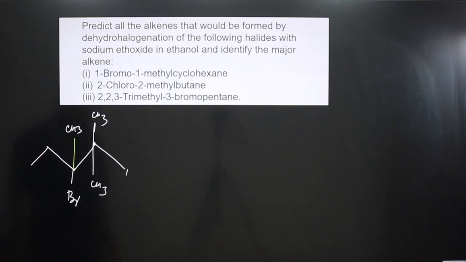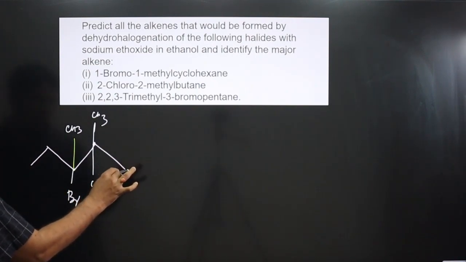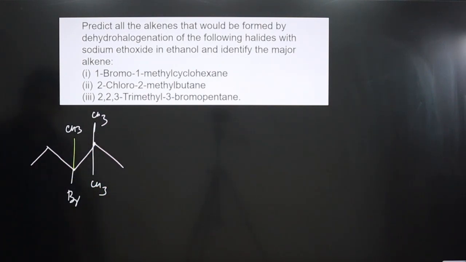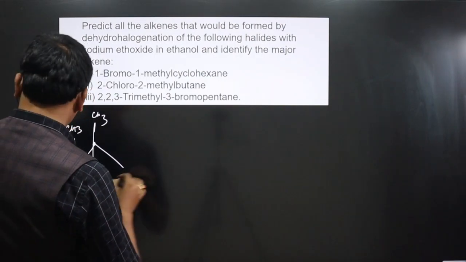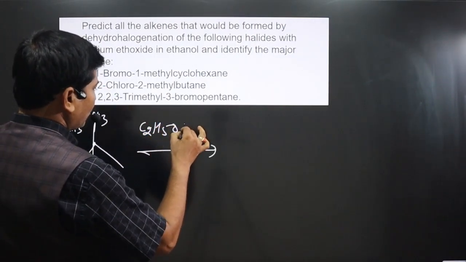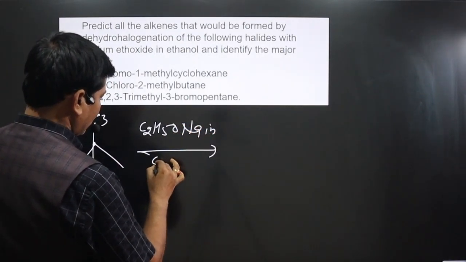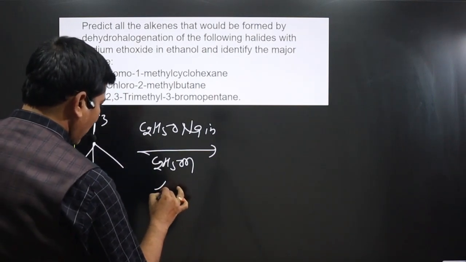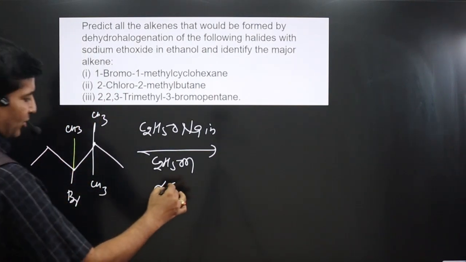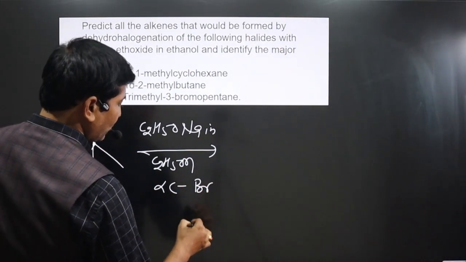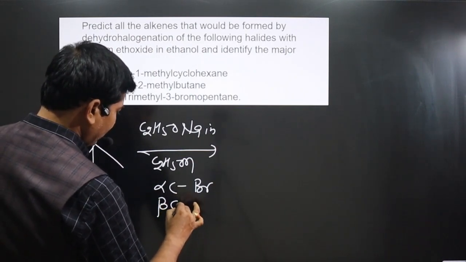Now we carry out the elimination reaction. I remove this one so that it should not cause confusion. Now we have the reagent C2H5ONa, and C2H5OH is there, causing elimination. So what do we do? Alpha carbon, you can see what kind of halogen is there? Br. So alpha carbon Br is there. We remove the alpha carbon Br, and the beta carbon hydrogen.